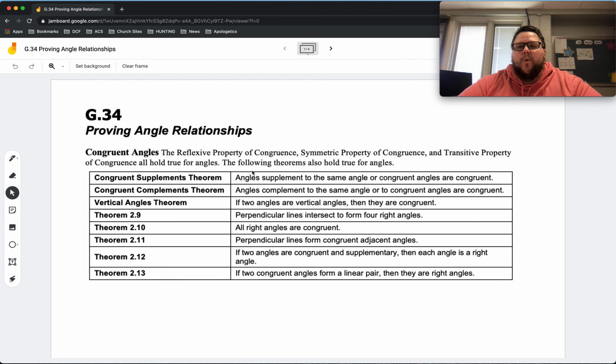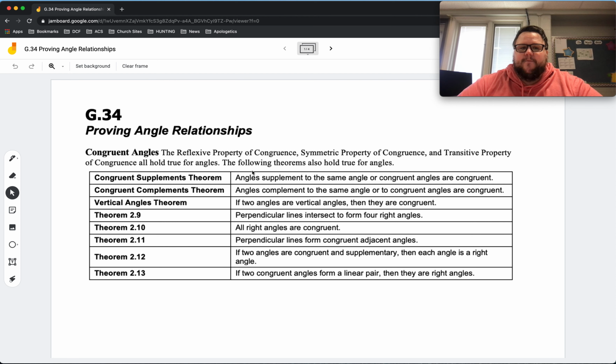So when we did proving line segments last, we had the reflexive property. The reflexive property is just this: angle A is congruent to angle A. It's always congruent to itself. The symmetric property is this: if angle A is congruent to angle B, then that also means that angle B is congruent to angle A. You can say either way.